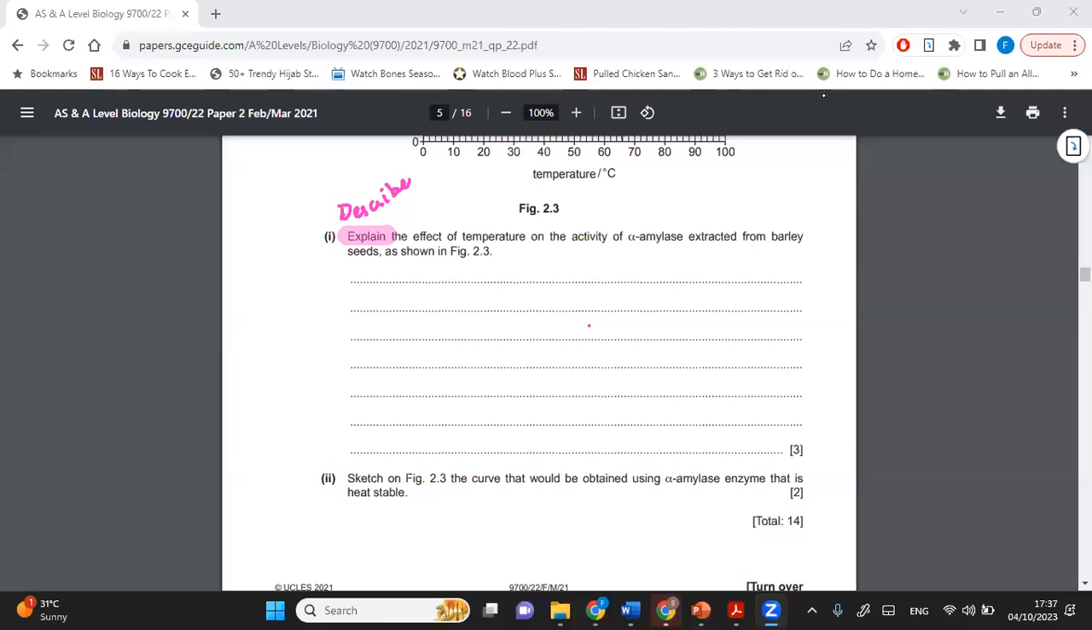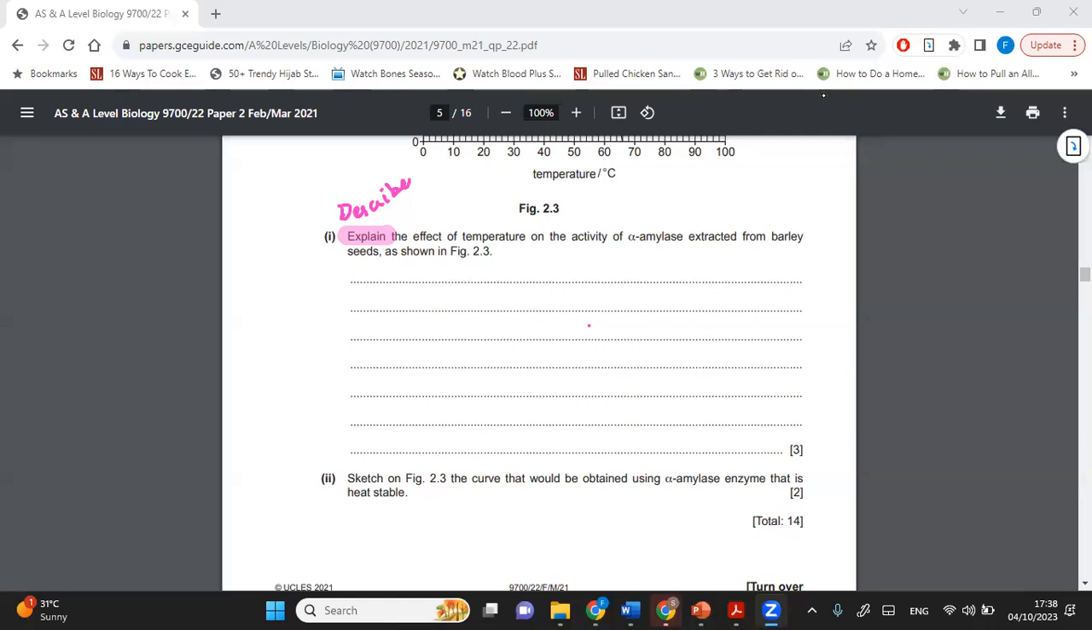So you can say, okay, from here to here, the temperature was increasing. And this was the optimum temperature. Then after that, the temperature started to decrease again. That is description. I'm just telling about the graph. I'm not explaining the graph, I'm just describing what I can see. So I can see that the temperature increases, reaches an optimum temperature. This is the optimum temperature. All of that is description.